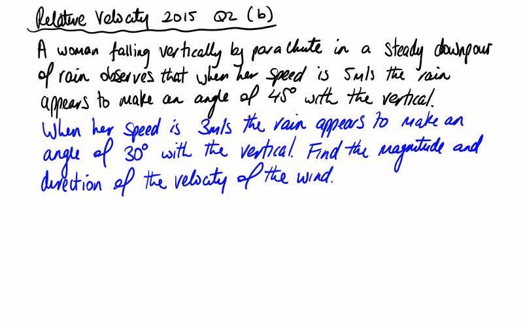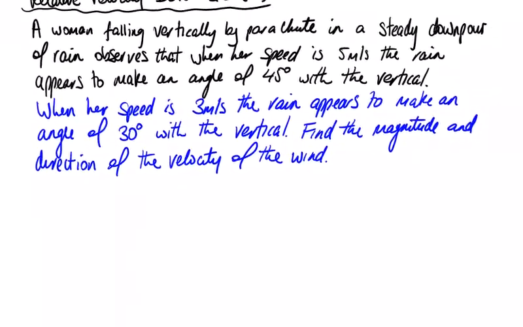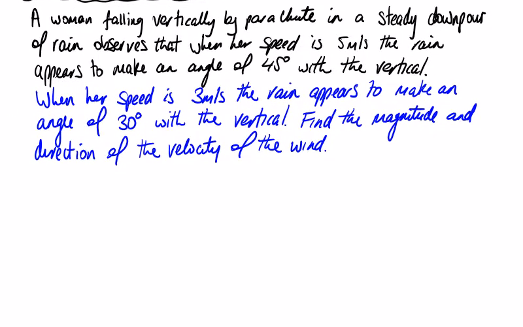Okay, so let's create some formulas for this question. Relative velocity 2015, question 2, part B. A woman falling vertically by parachute in a steady downpour observes that when her speed is 5 meters per second, the rain appears to make an angle of 45 with the vertical. Okay, let's do a little diagram.